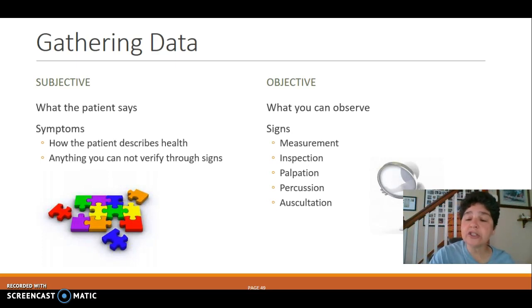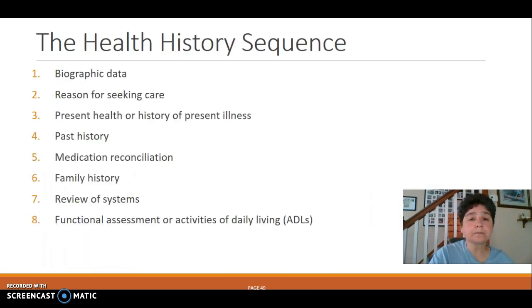And then auscultation is listening. So we can listen with our ears. We can listen with a stethoscope, maybe with an ultrasound. So those are all of our ways that we gather that objective information.